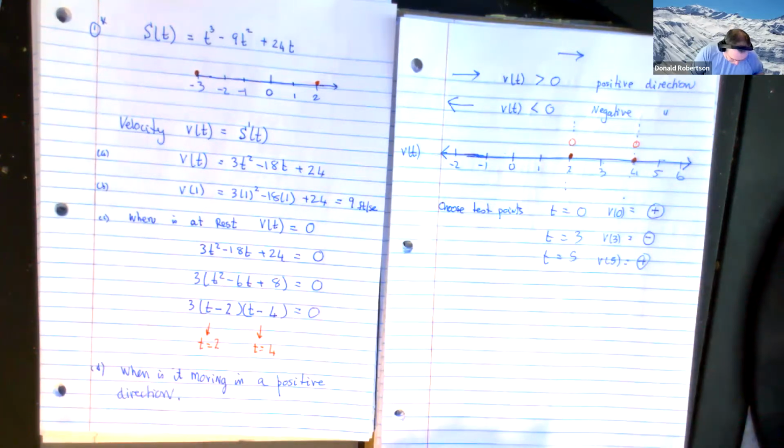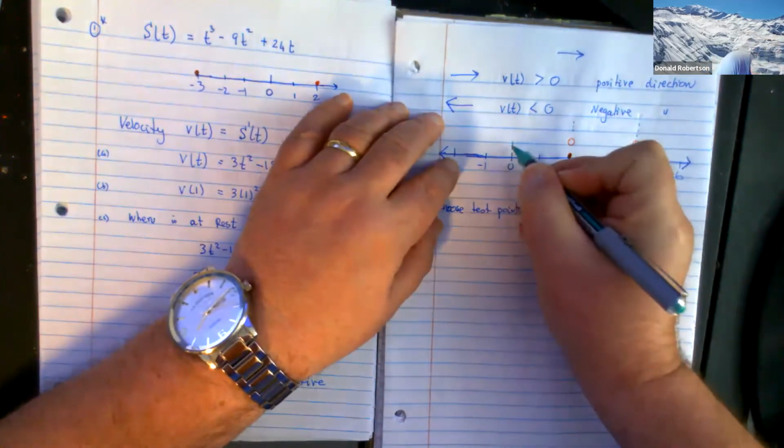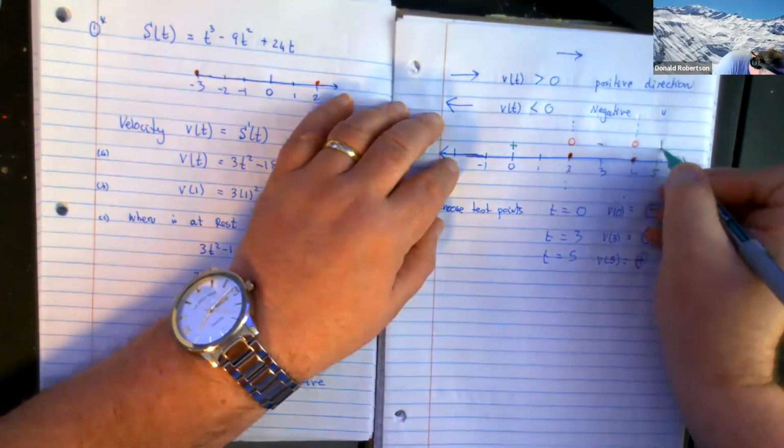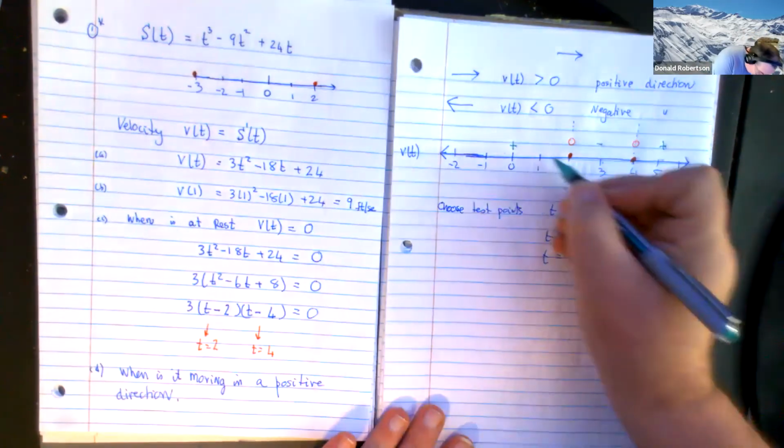Now, regardless of how you figure out these answers, you then go to your test points, you put a plus, and then you put a negative, and then you put a plus. And then the logic says this.